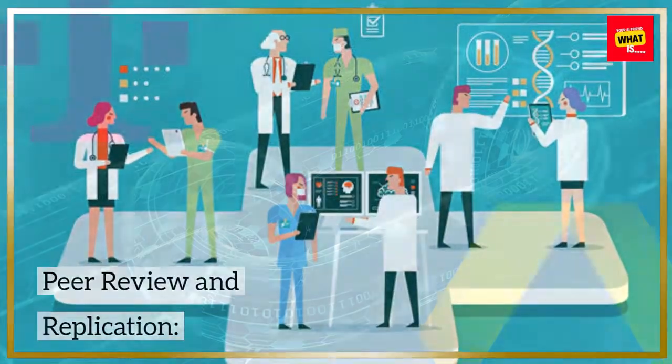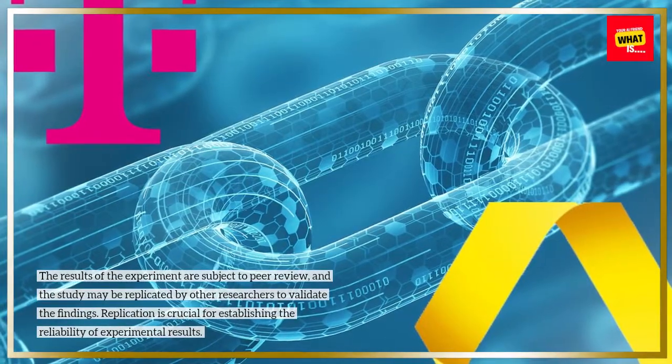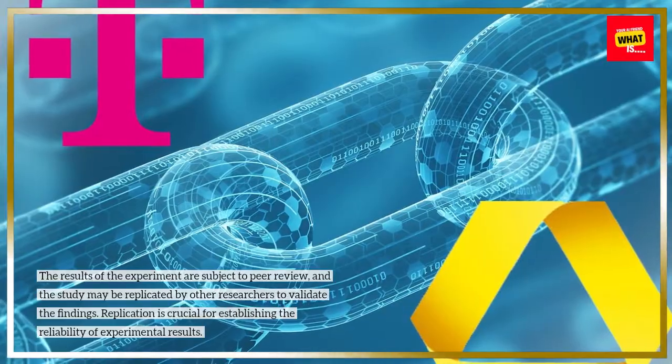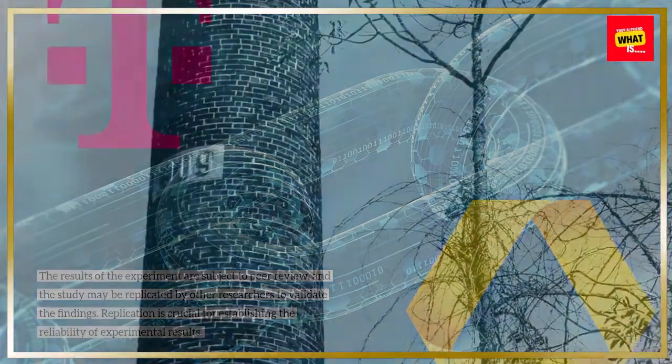Peer review and replication. The results of the experiment are subject to peer review, and the study may be replicated by other researchers to validate the findings. Replication is crucial for establishing the reliability of experimental results.